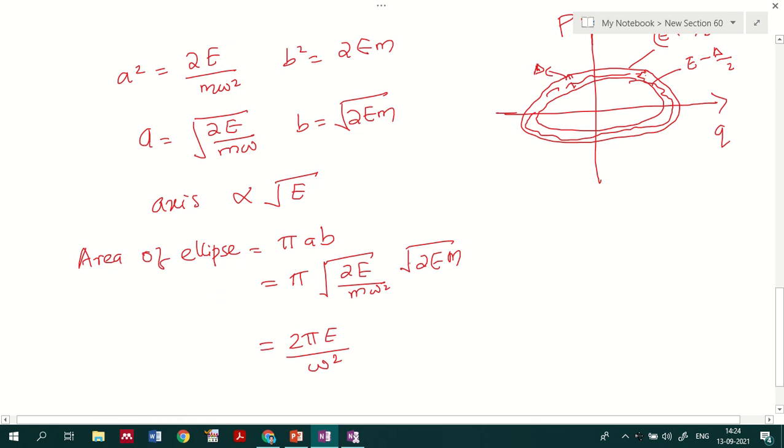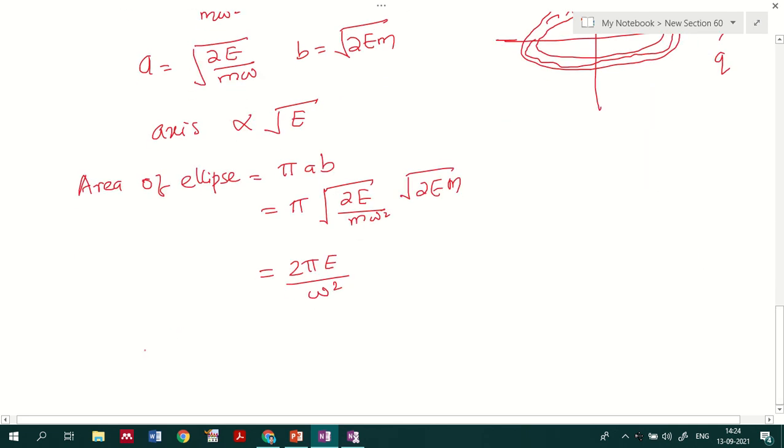And now here you can see that the axis is proportional to root e, and in this case when you say the area of an ellipse, it is proportional to e, not root e. From the equation itself we can say, because the area is 2 pi e by omega square, that the area is proportional to e. Okay, now you understood that.